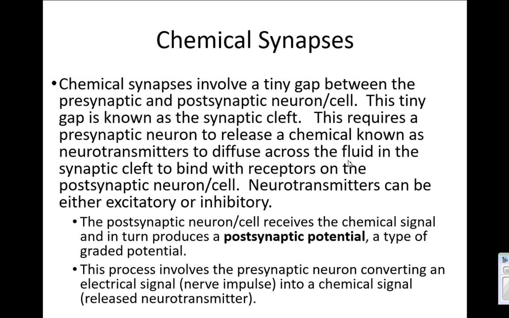Chemical synapses involve the release of a chemical by the presynaptic neuron. Those chemicals are called neurotransmitters that will bind to receptors on the postsynaptic neuron, or if it's like a muscle cell, a postsynaptic cell. These neurotransmitters, as we'll see in a little bit, can either be excitatory or inhibitory. When they bind to receptors, ions will flow in or out of the postsynaptic neuron, which creates a new potential, what we call the postsynaptic potential. I mentioned that earlier. We talk about those later today.